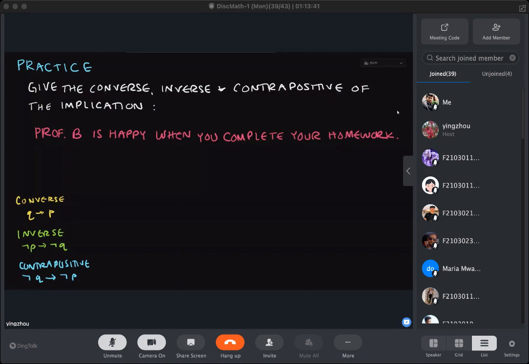So reading the sentence, it says, Professor B is happy when you complete your homework. That means Professor B is happy when your homework is completed, right? So if your homework is completed, then Professor B is happy. Not only then, but that's what the implication says: if you complete your homework, then Professor B is happy.